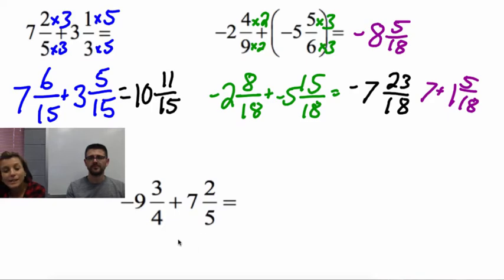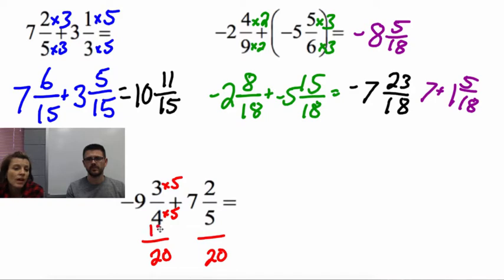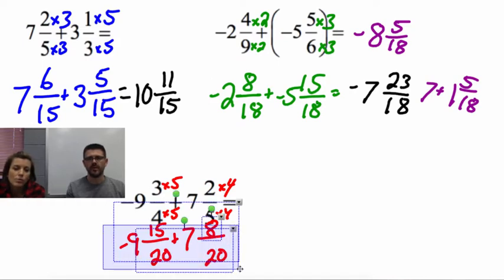All right, step 1, find your common denominator. 4 and 5 both go into 20. Step 2, make equivalent fractions. 4 times 5 is 20, so 3 times 5 is 15. Negative 9 slides down. 5 times 4 is 20. 2 times 4 is 8. The 7 slides down, and now we've got different signs.